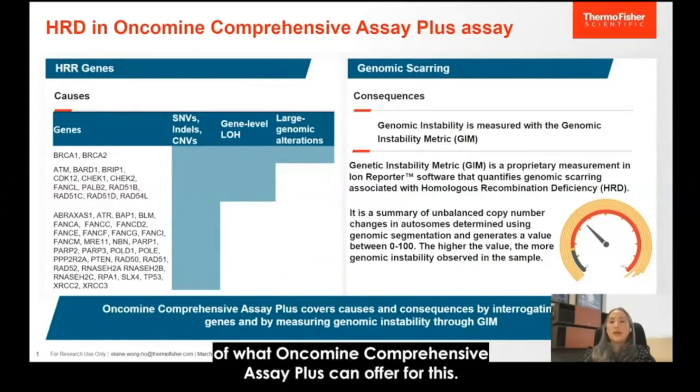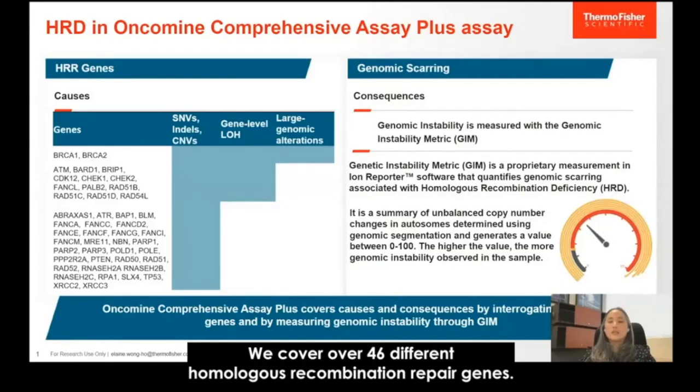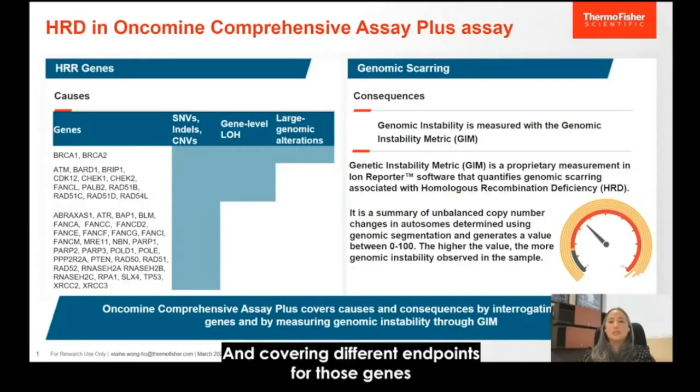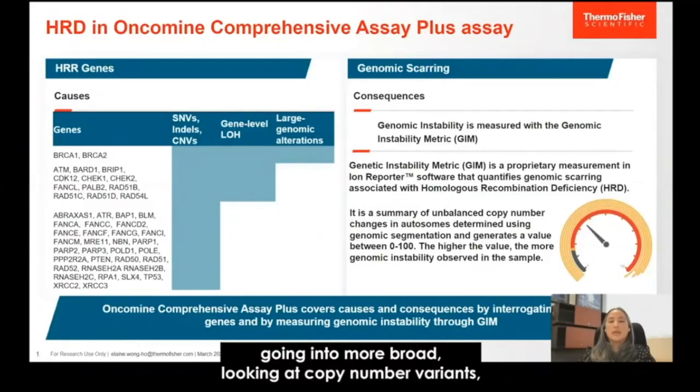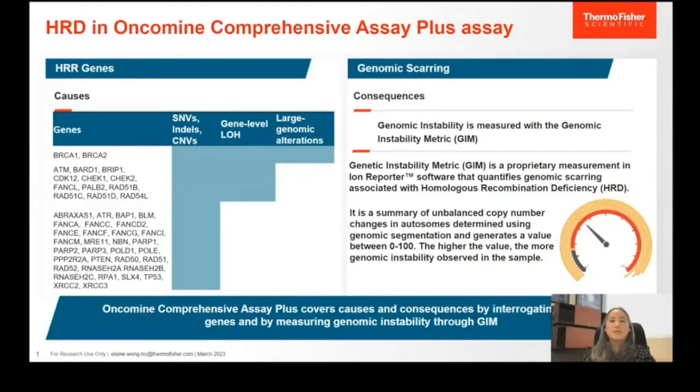Now that we went over different ways of measuring HRD, I want to go into more details of what Oncomine Comprehensive Assay Plus can offer for this. In regards to looking at causes, this is a very comprehensive solution. We cover over 46 different homologous recombination repair genes and covering different endpoints for those genes, from looking at mutations such as SNVs and indels, going into more broad, looking at copy number variants, gene level LOH, as well as large genomic alterations.